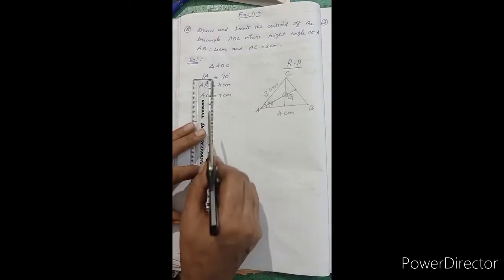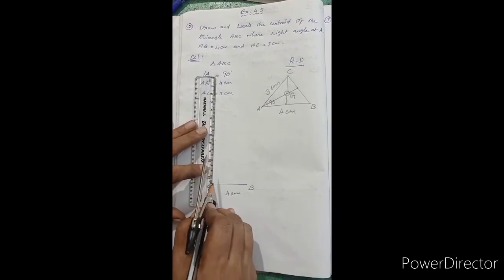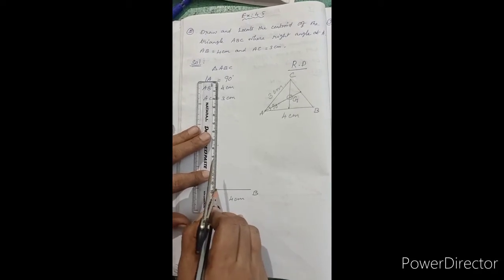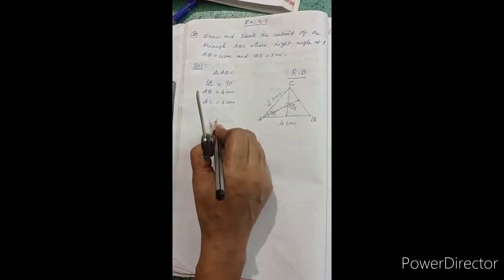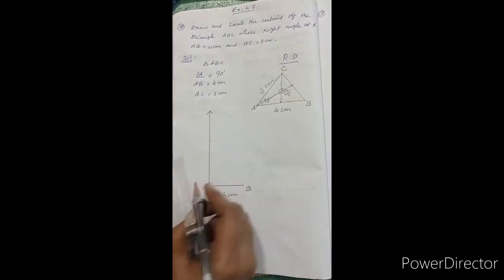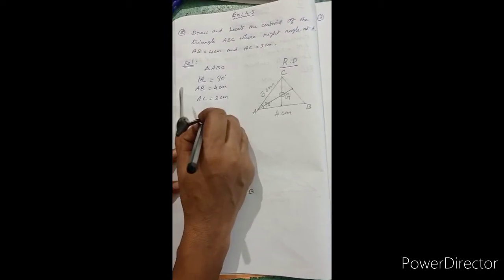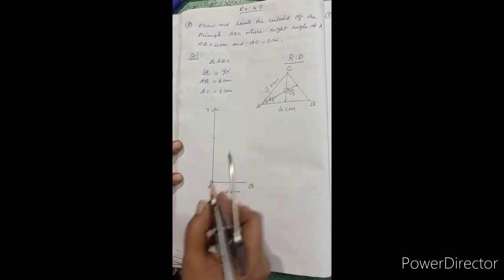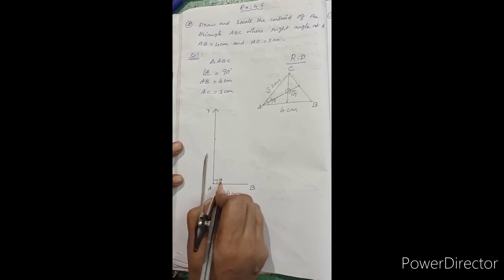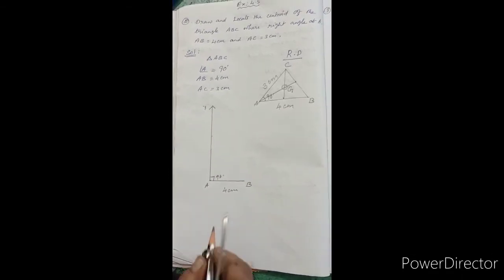Now join this point with vertex A. Extend this ray. This is X. This angle is 90 degree.